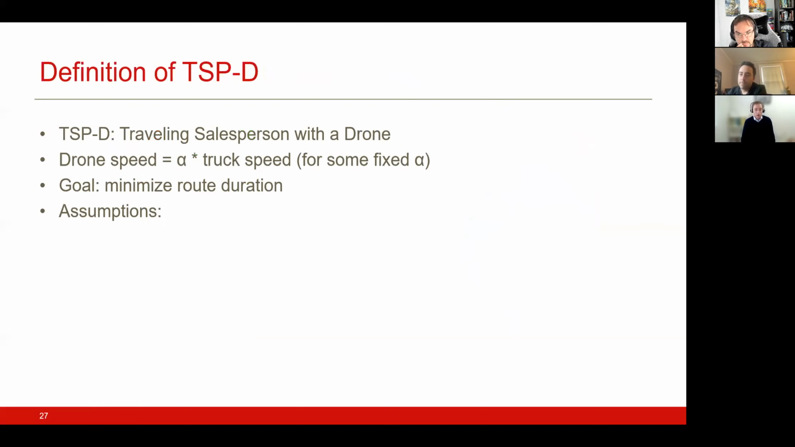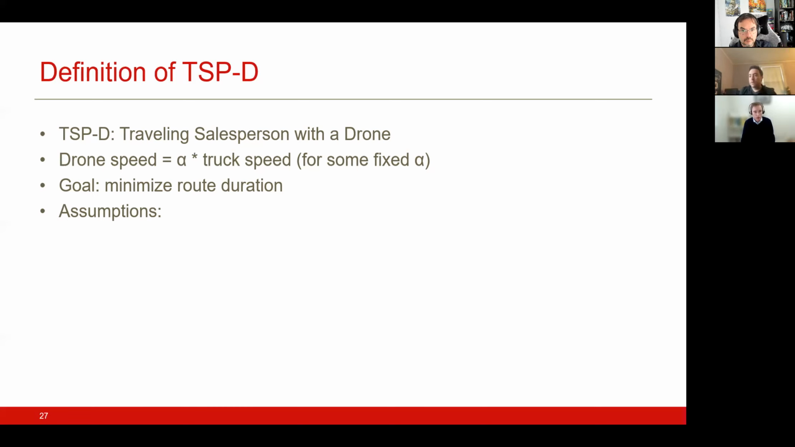Okay. This is the formal definition. We have a TSP where the deliveries can be made by either the truck or the drone. The drone speed is alpha, which is a fixed constant. Typically, it's faster than the truck. And we want to minimize the total route duration. Let's say there's no waiting and we just want to have the makespan, the total duration. So when the truck and the drone are back at the depot, so the end minus the start time.